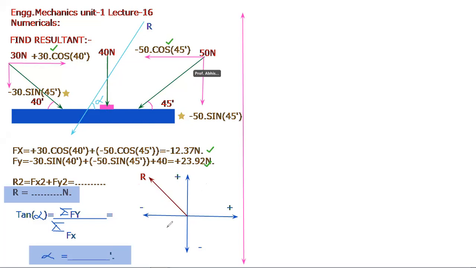And you will also get the angle made by resultant with the x-axis, and that angle is nothing but the alpha. So you will get this answer here. So you have to solve this numerical. You have to find all the answers. After that, moving to the next numerical.